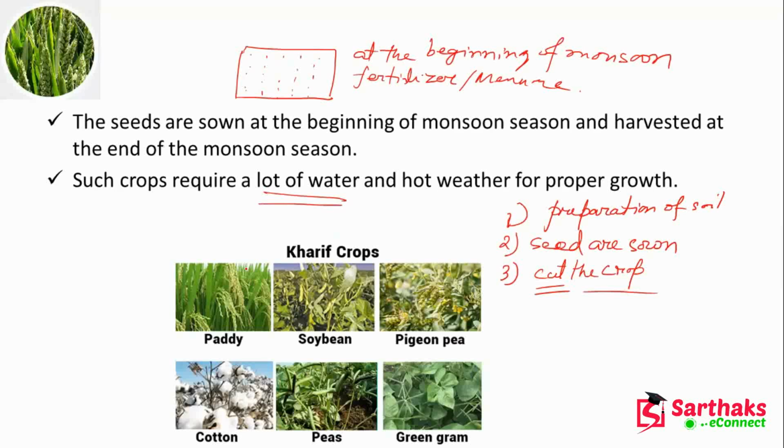So in the monsoon, we are growing the crop that is kharif crop. What is kharif crop? In the monsoon season, whatever crops we are growing, that is kharif crop. First, we prepare the soil of the field. Then the seeds are sown at the beginning of the monsoon season. Then during the monsoon season it will grow and give us the crop. And at the end of the monsoon season, the crops are harvested.